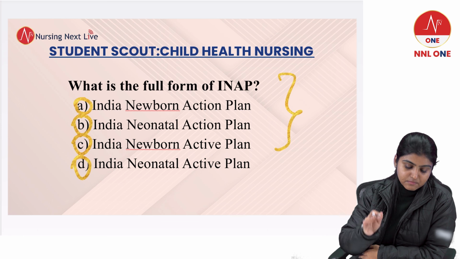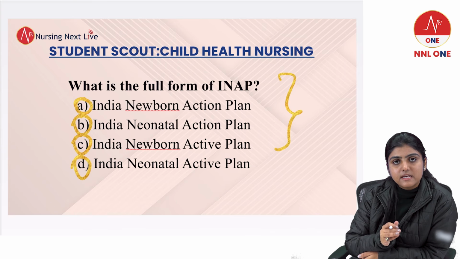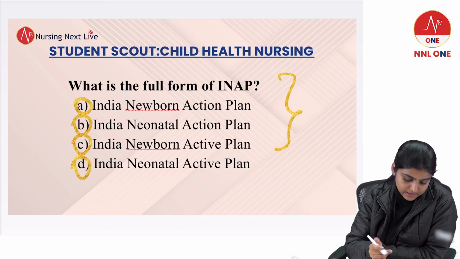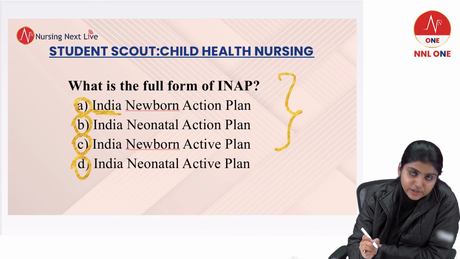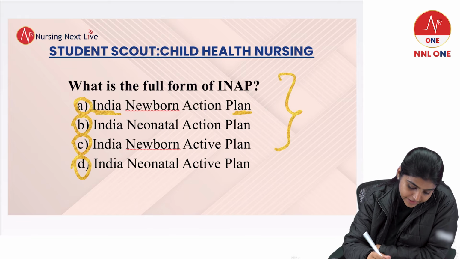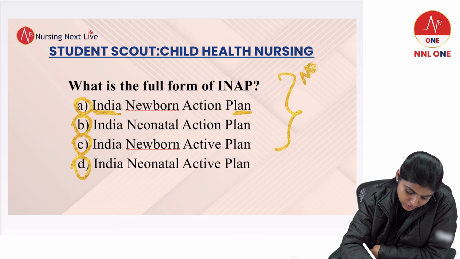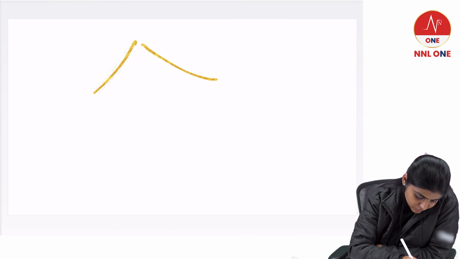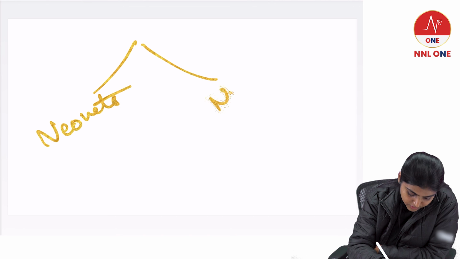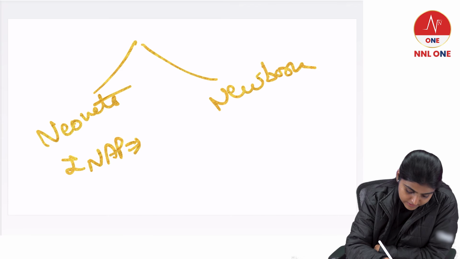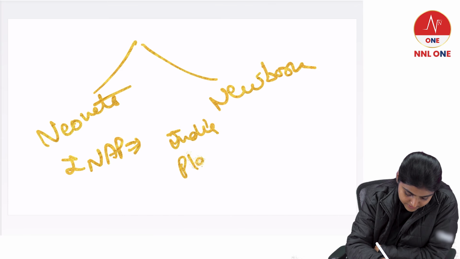Whenever you read these types of questions, you know that these are certain plans and policies. So I am pretty sure that with I you will understand that I will always stand for India and P will stand for plan. There are two tricky terms they have used: either newborn or neonate. Now you have to choose between neonate and newborn.